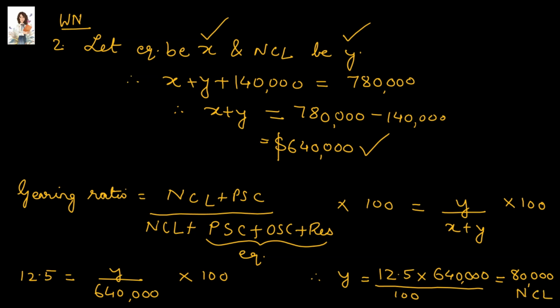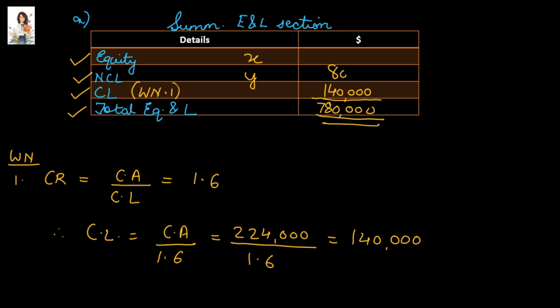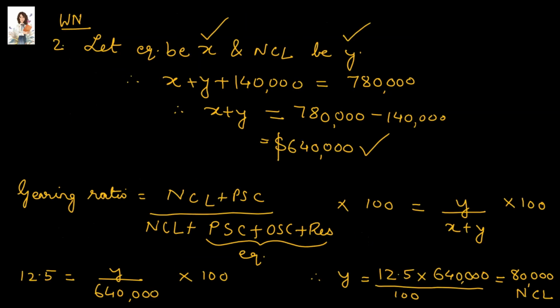This means non-current liabilities are $80,000. So non-current liabilities are $80,000. We'll give the reference of working note 2. X plus Y is $640,000. Y is $80,000. So we can find out the value of X, that is equity.